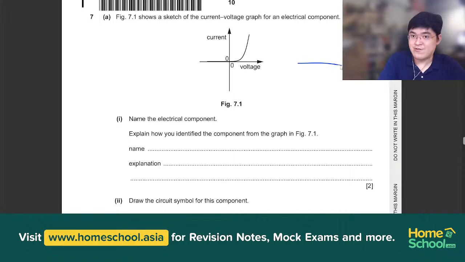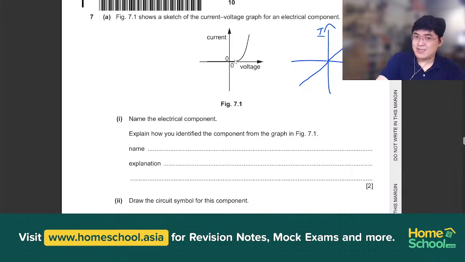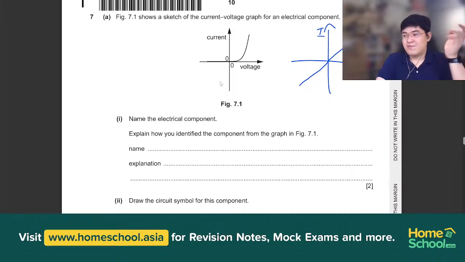In a normal ohmic component, this is usually the graph. This is current and this is voltage. Usually this is what happens. But in this case, current only flows when voltage is positive, and it does not flow when the voltage is negative. So we have something that only allows current to flow in one direction, and there are only 2 components that do that.